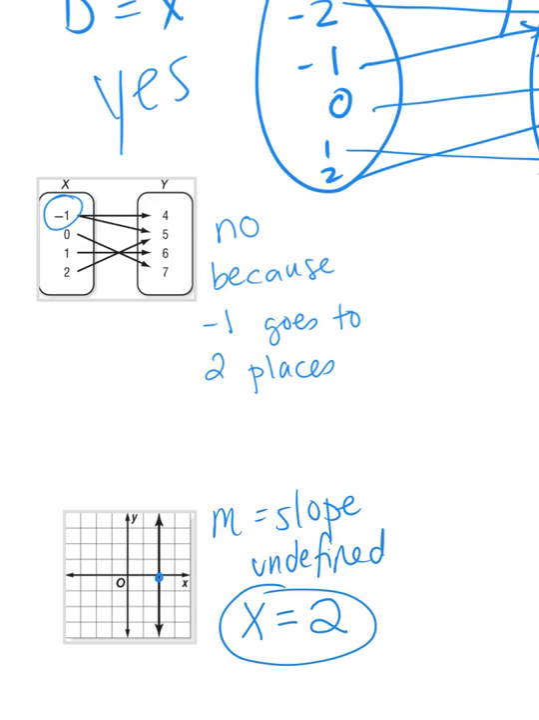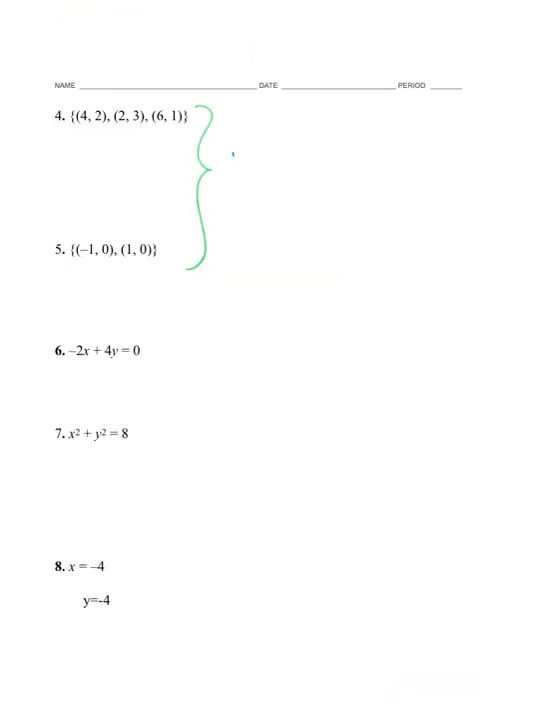And the reason why it fails the vertical line test, so this is no, because it fails the vertical line test. VTL, vertical line. How many times did I hit this line when I drew my line through it? Twice. To create a mapping diagram.